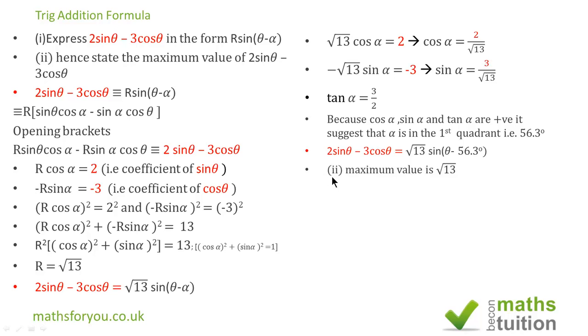For the second part, the maximum is the square root of 13, because if you plot a graph of root 13 sin(theta minus 56.3), the amplitude is the square root of 13, and that's your answer.